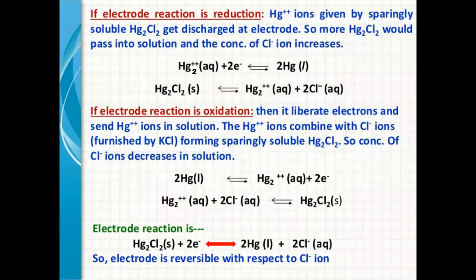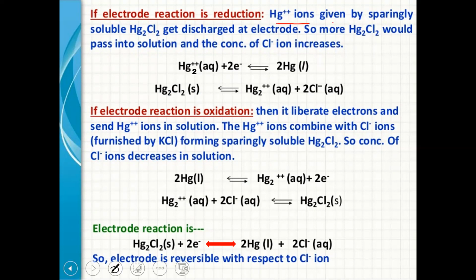Yes, so we know that this will act as a reference electrode. That means it will act as an anode as well as a cathode, depending upon the nature of the other single electrode. So if it acts as a cathode, what type of reactions take place around the cathode? Yes, we know that reduction reactions take place around the cathode.